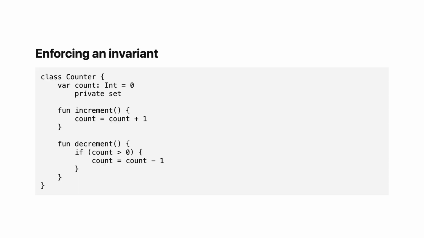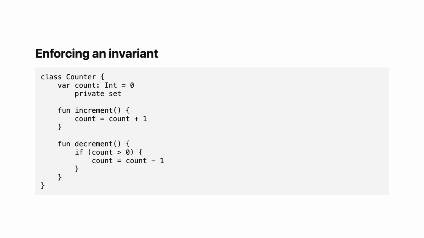Imagine a simple counter class. It has a variable called count, starting at 0. It has an increment function that adds 1. And it has a decrement function. This is a simple counter. It starts at 0. You can increment it, you can decrement it, but look at the decrement function. It checks if count is greater than 0 before subtracting.